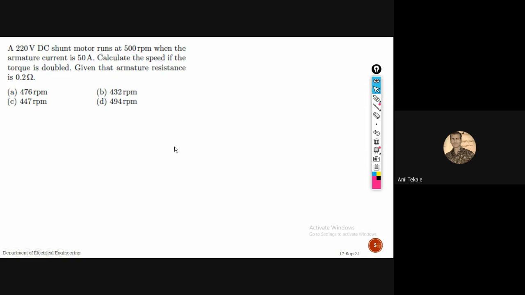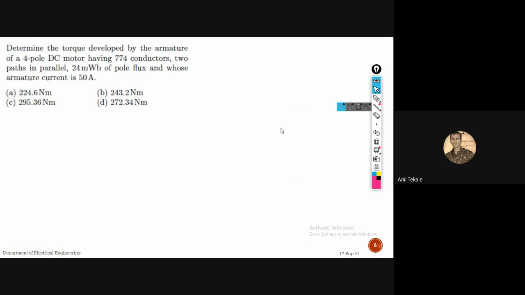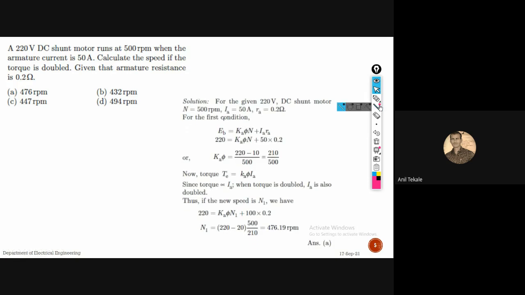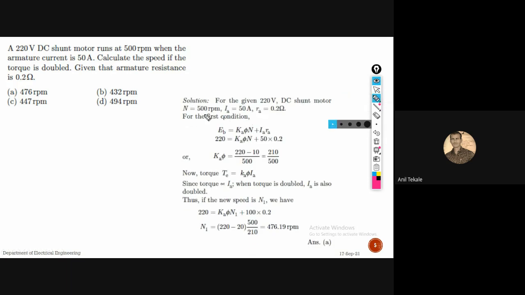So first step, we will take the given data: 220 volt, 500 rpm, armature current 50, armature resistance 0.2 ohm. At that moment we know that back EMF is equal to V plus IaRa, but that V is nothing but K phi N, right? So we can put all the values here and calculate the value for K phi, right?